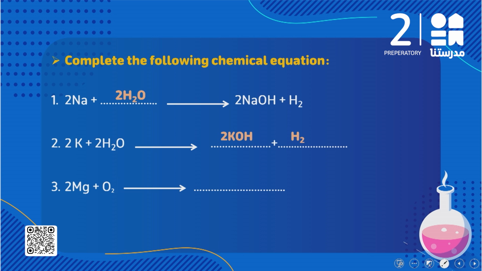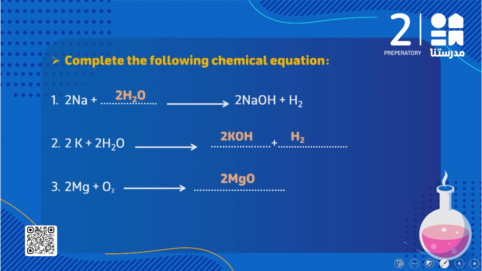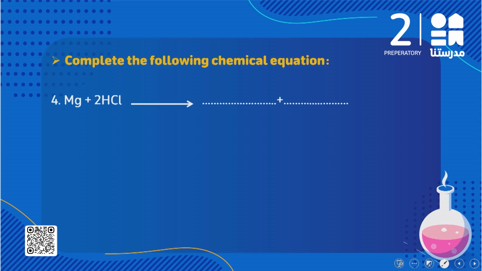2Mg plus O2 giving MgO. To balance it you have to add 2 before MgO. So I will have 2Mg here and 2Mg there, O2 here and 2 oxygen atoms there, so my equation is balanced. Next, Mg plus 2HCl. The Mg reacts with the chlorine, and hydrogen gas evolves and burns with a pop sound. So here MgCl2 plus H2.